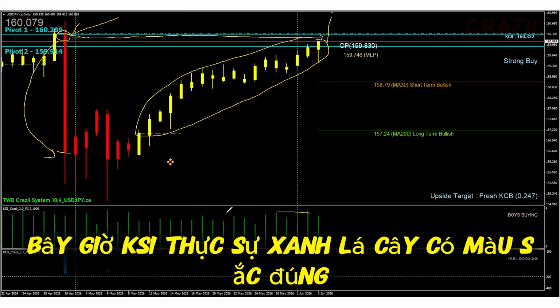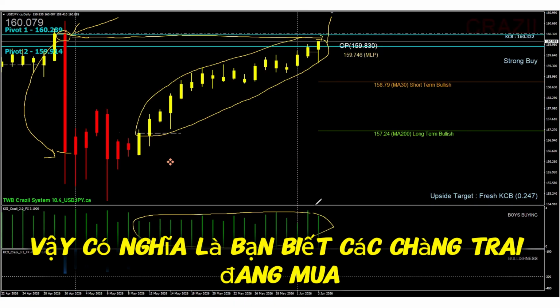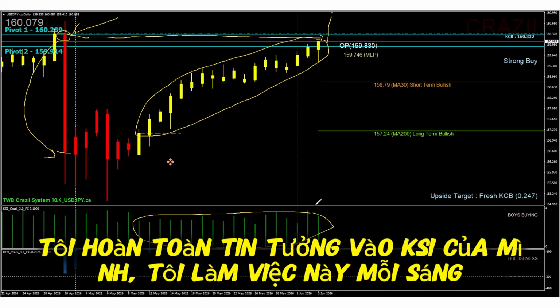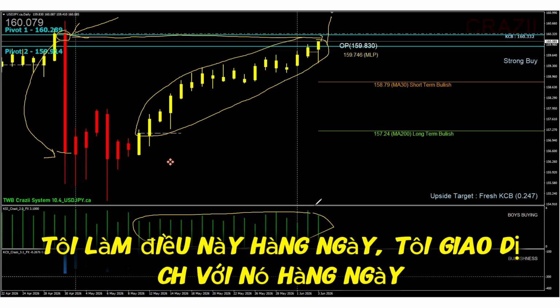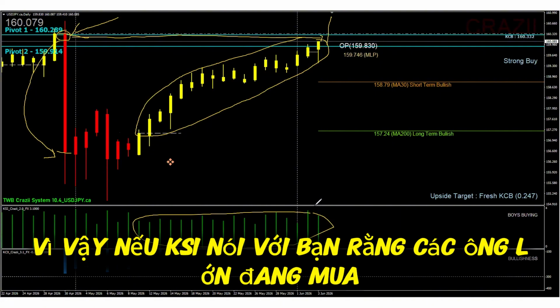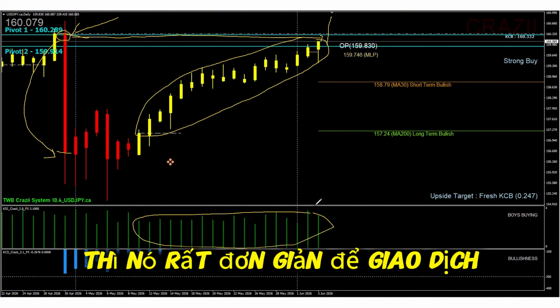Now, the KSI is actually green in color, right? So that means you know that the boys are buying. Now, how much trust do you have in KSI? I have full trust in my KSI. I do this every morning, every day. I trade with it every day. So I know exactly how much confidence I have with my KSI. So if KSI tells you that the big boys are buying, then it's very simple to trade.